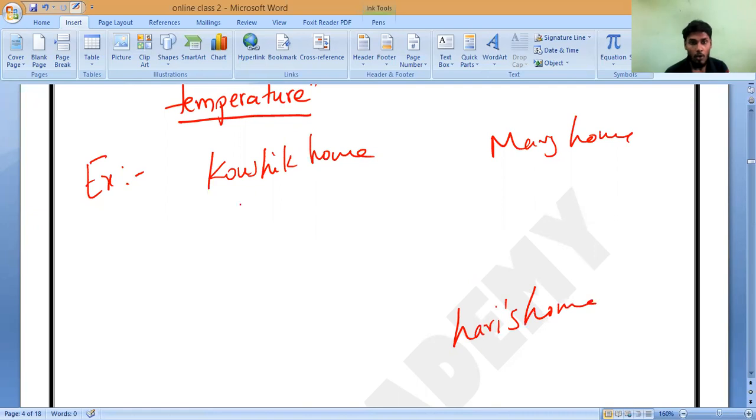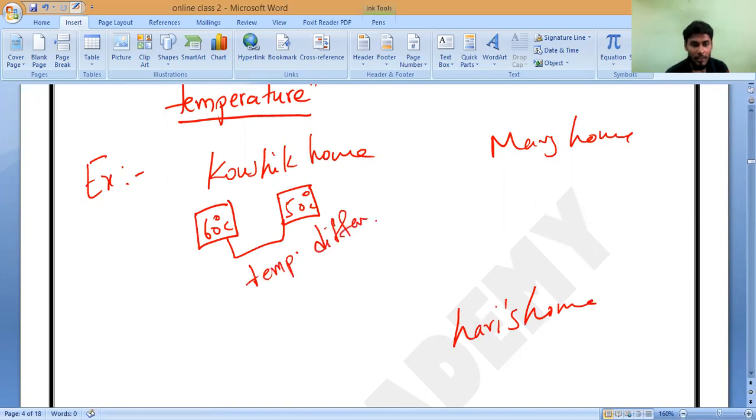Now, Kaushik's mother said that he is having two objects. One object's temperature is 60 degrees Celsius. Another object's temperature is 50 degrees Celsius. Do you understand? What is the temperature difference here? The temperature difference is 10 degrees Celsius.